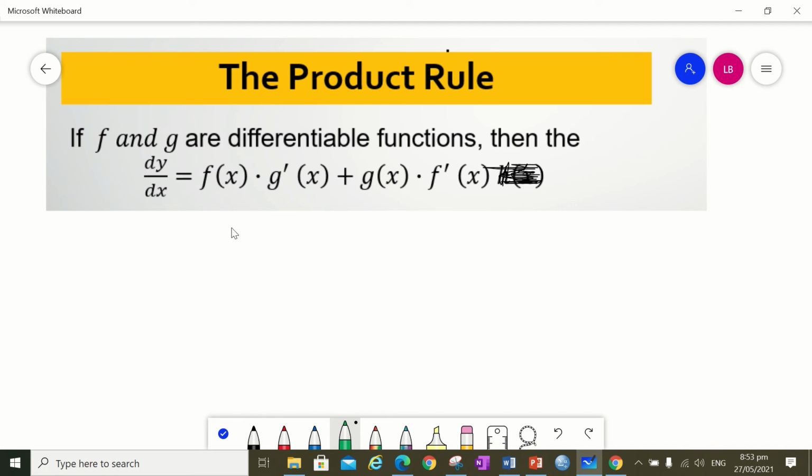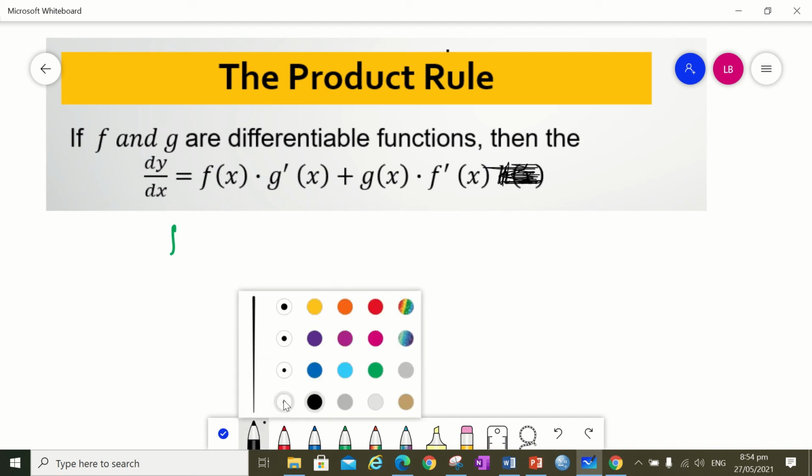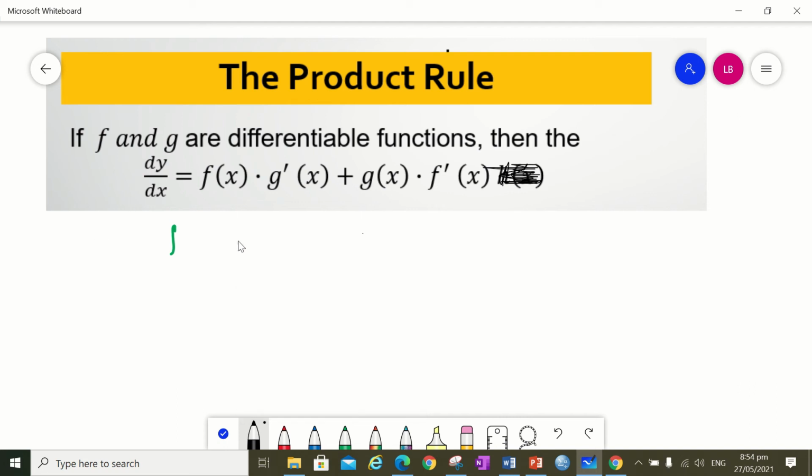So let's have an example. If we have f of x equal to 2x plus 3 multiplied by 3x minus 5, as you can see, we have two functions here. We have 2x plus 3 and the other one is 3x minus 5.